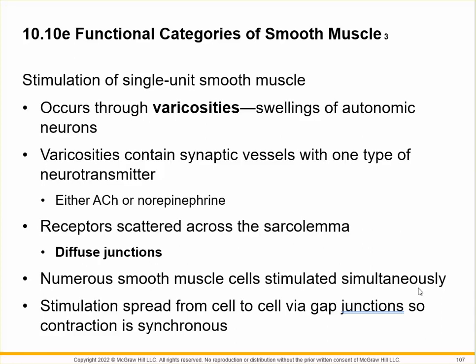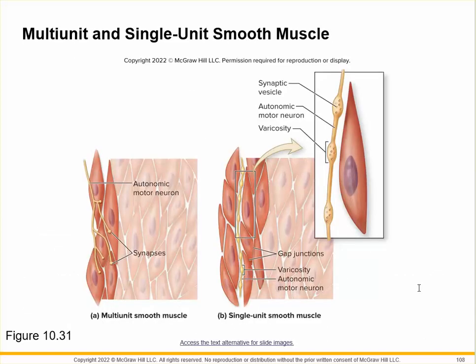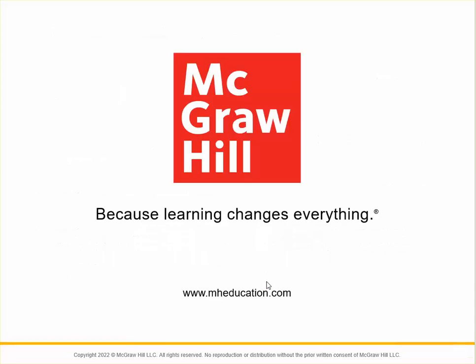And there's gap junctions between cells. So when one depolarizes and starts to contract, it causes its neighbors to depolarize and contract. So here are the varicosities, and they just release a flood of neurotransmitter over the entire area. So that's it for muscle physiology.